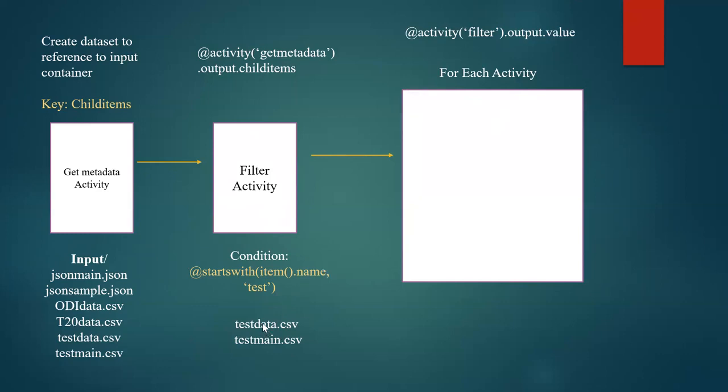First test data will go and be given to the Copy activity. Next test main will go and be given to the Copy activity. Like that, even if we have more than 10 files, they will go one by one and be given to the Copy activity. So this is the scenario, starting from here till the Copy activity. By the time the files reach the Copy activity, we have only 2 files.